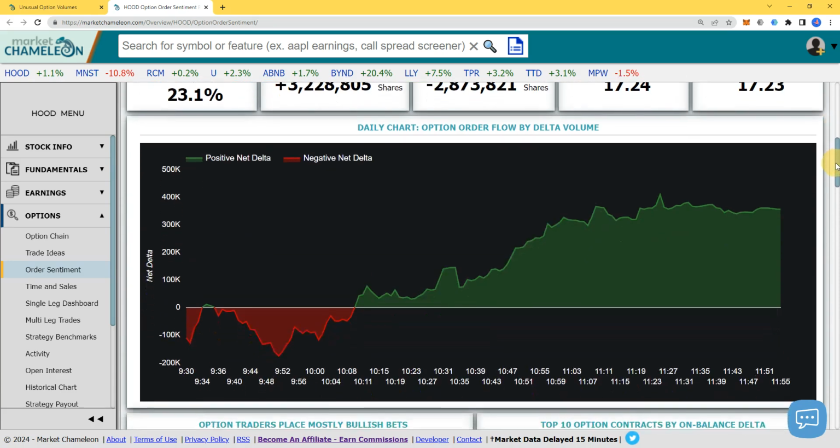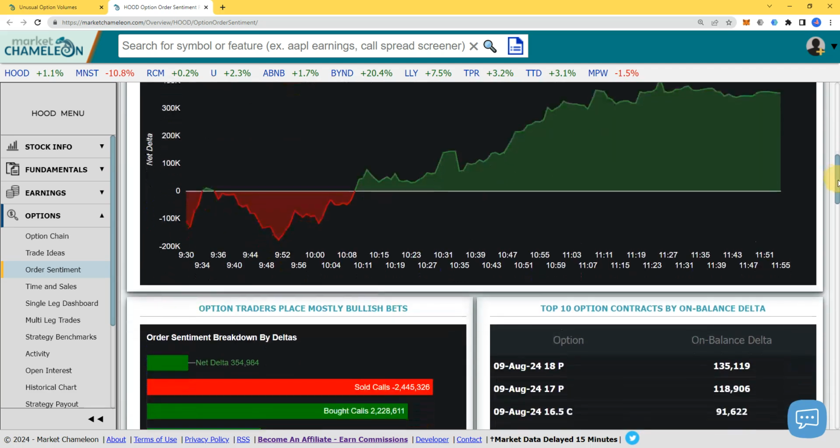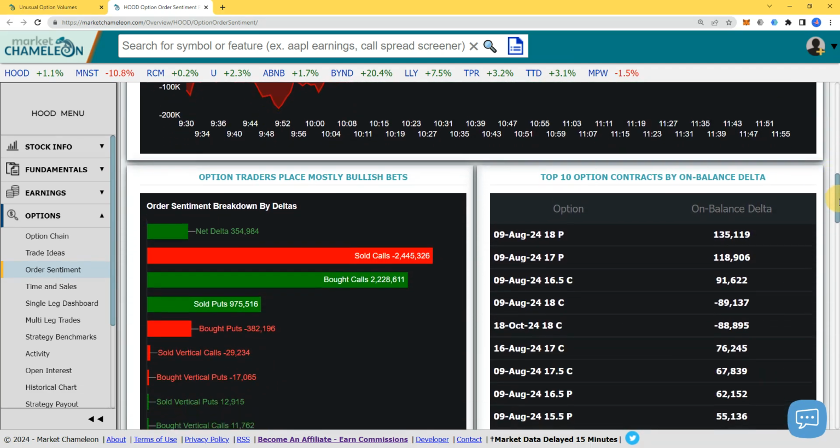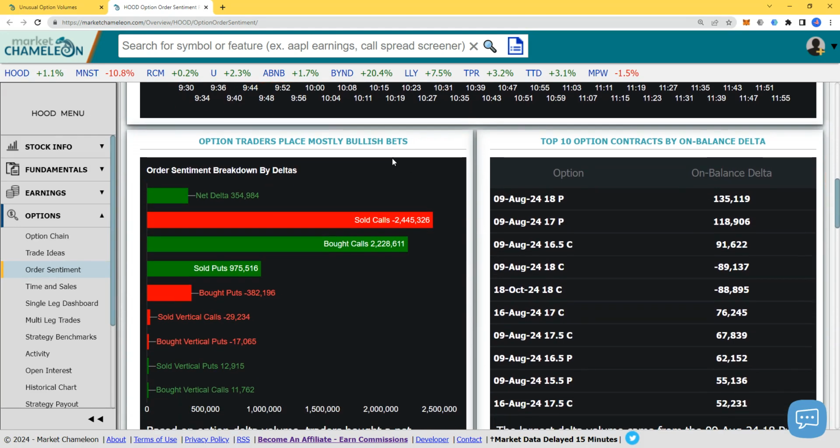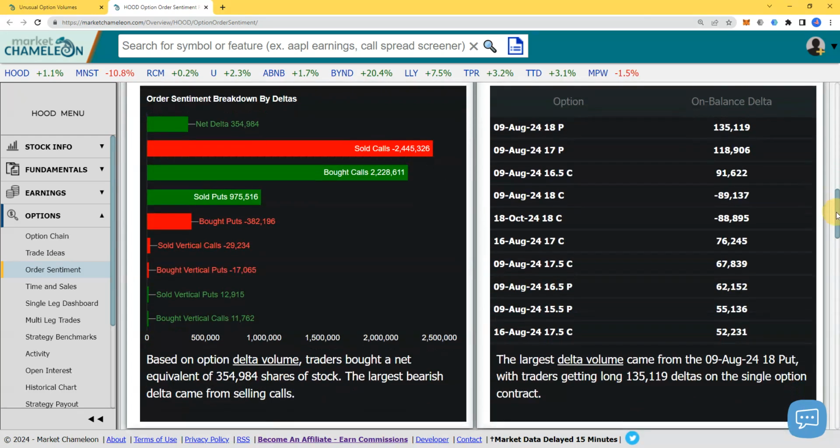A lot of information here as well. Positive net flow. It started with negative, and now it's all positive. Everyone is bullish. Robinhood option traders placed mostly bullish bets. Interesting. Order sentiment breakdown by delta. So they sold calls in here, and they bought calls in here. Does it say which one? I don't know. Does it say the number? Let me see.